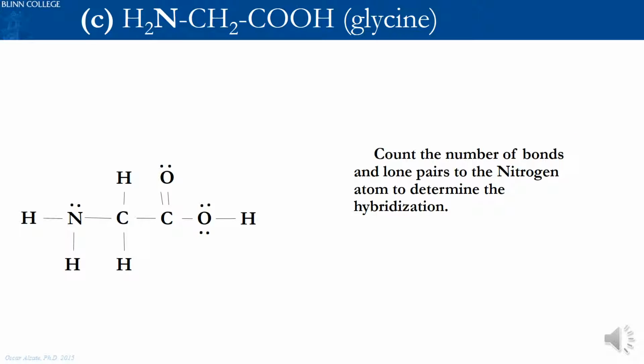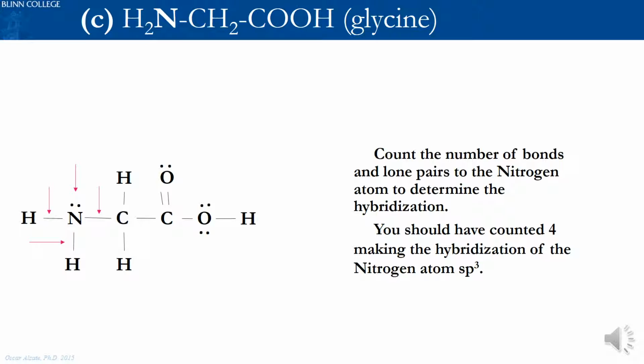Do the same thing. You have to draw the Lewis dot structure and count the bonds and lone pairs, which will count as 1, just like the lines count as 1. So you have 4, and the nitrogen has a hybridization of sp3.